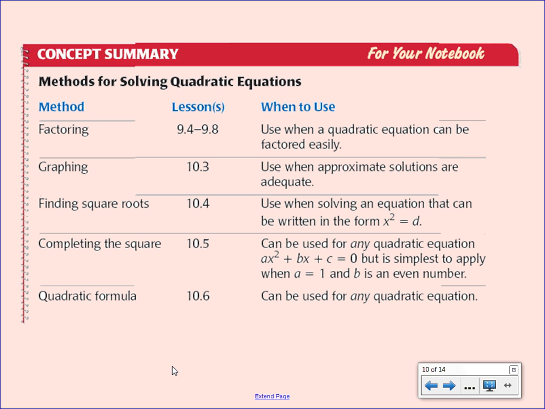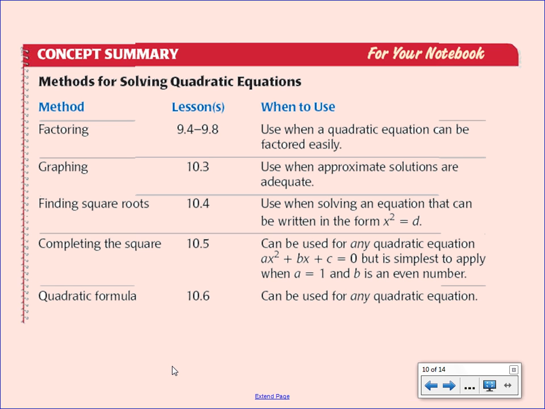You use finding square roots when there's no middle term, because that makes it real easy to just use opposite operations. Completing the square, there's one key thing that makes it much easier. What makes completing the square easy? When B, the middle number, is even. And then the quadratic formula is kind of the leftover.